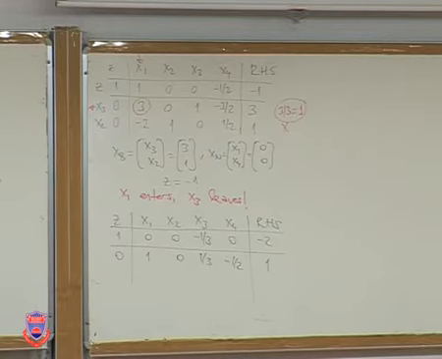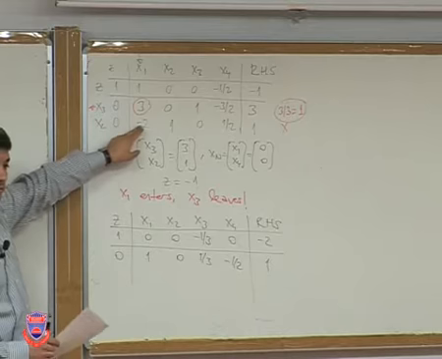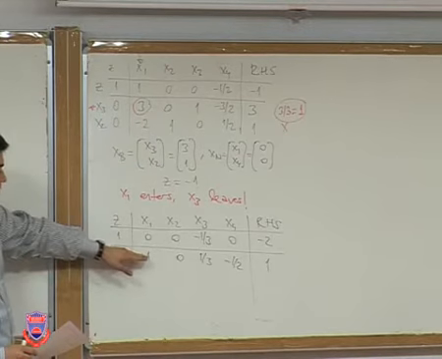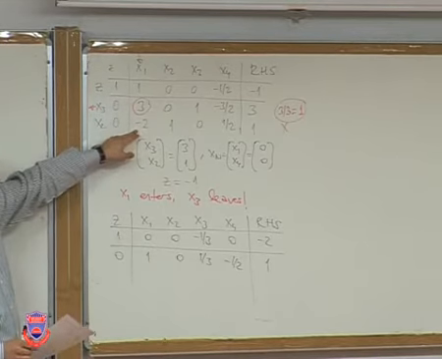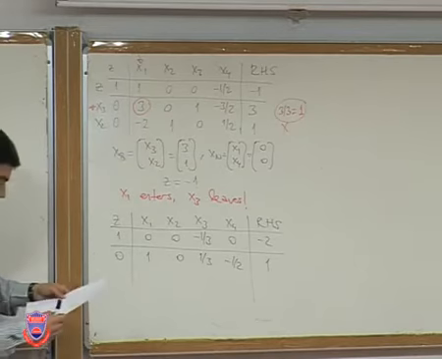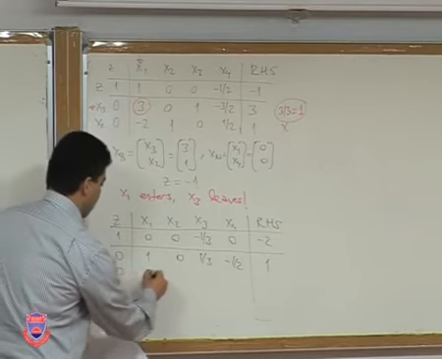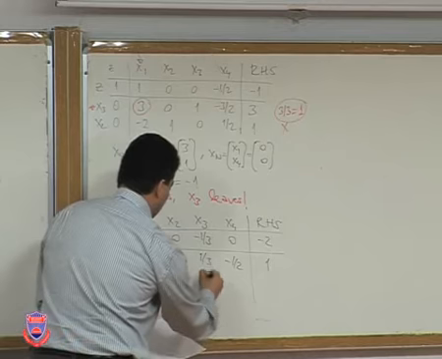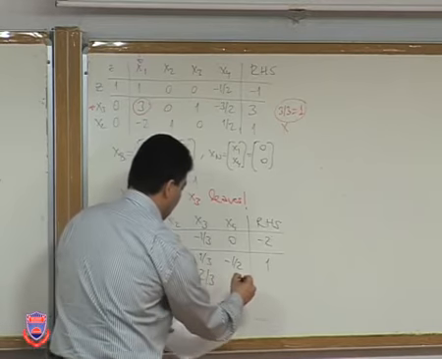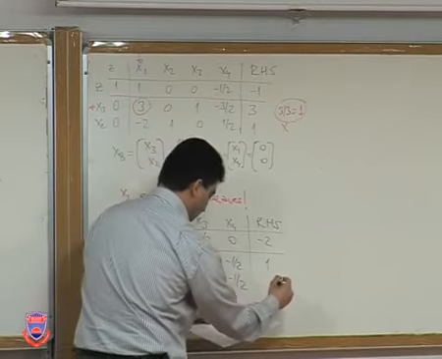Finally, I'm going to try to make this entry equal to 0. To do that, I'm going to multiply this row by 2 and add it to row 0. Sorry, add it to row 2, rather. And if I do that, I end up with 0, 0, 1, 2 over 3, minus 1 over 2, and the right-hand side value is 3.